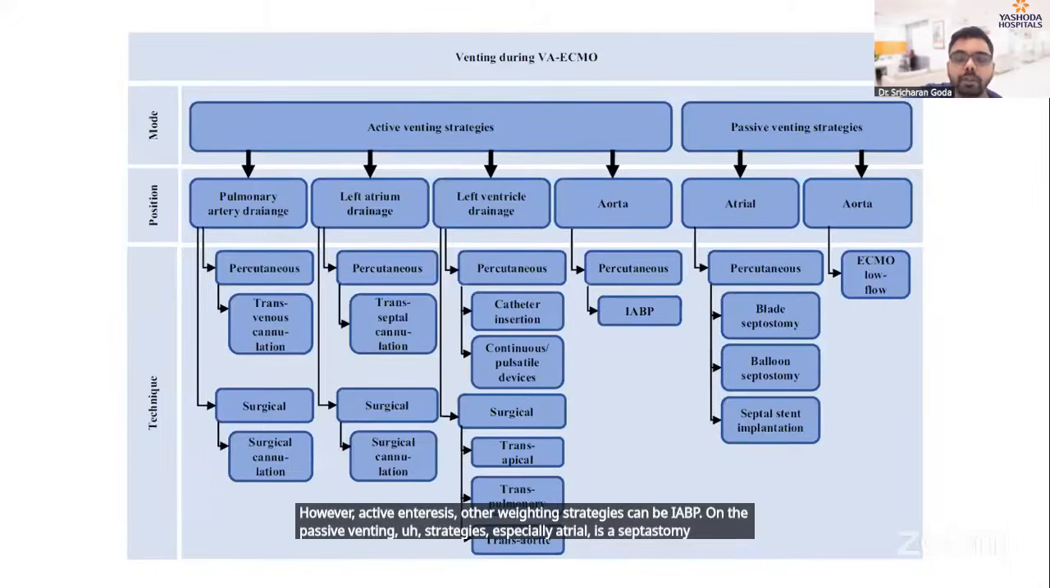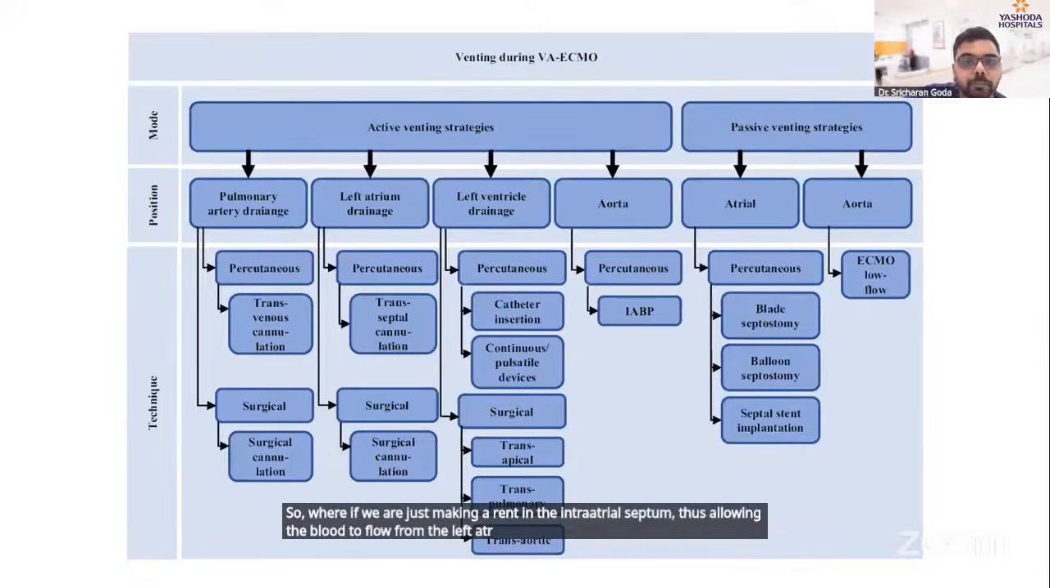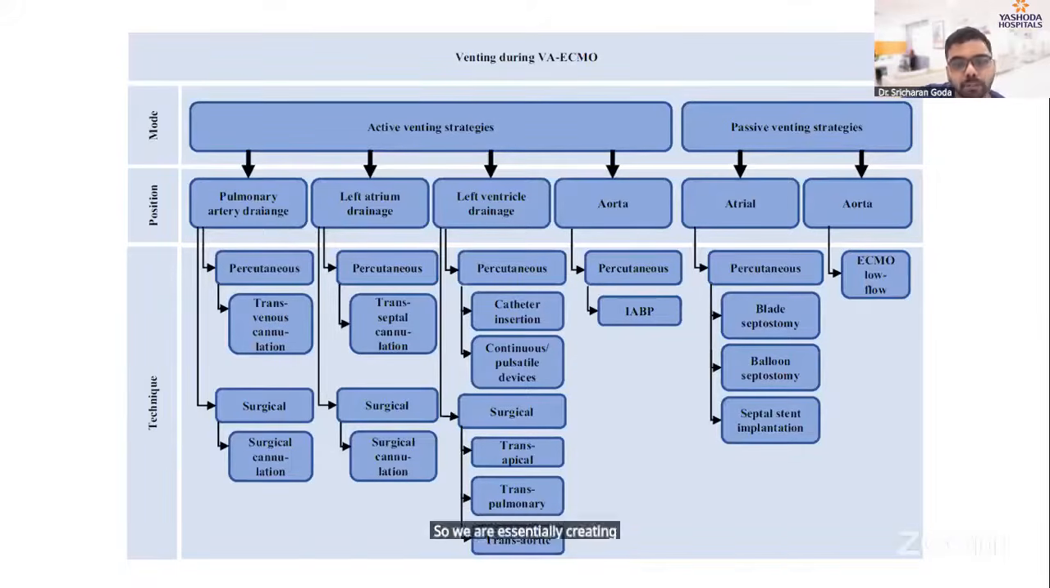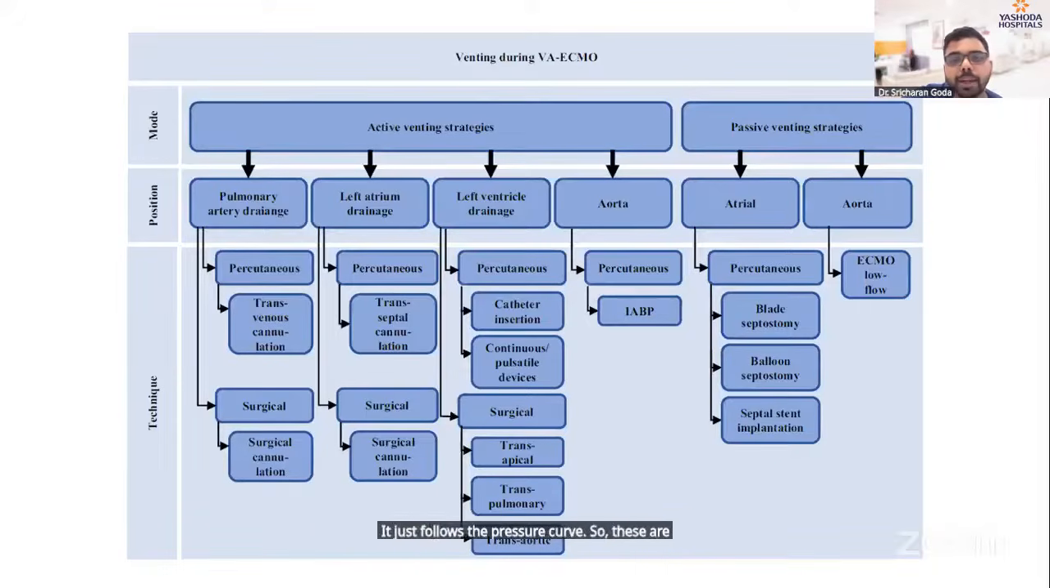which can be done with stent implantation, balloon septostomy or blade septostomy. Here we are just making a rent in the interatrial septum, thus allowing blood to flow from the left atrium into the right atrium. So we are essentially creating a left to right shunt, where the amount of blood flow from the left atrium to the right atrium cannot be controlled. It just follows the pressure curve. Hence these are called passive venting strategies.